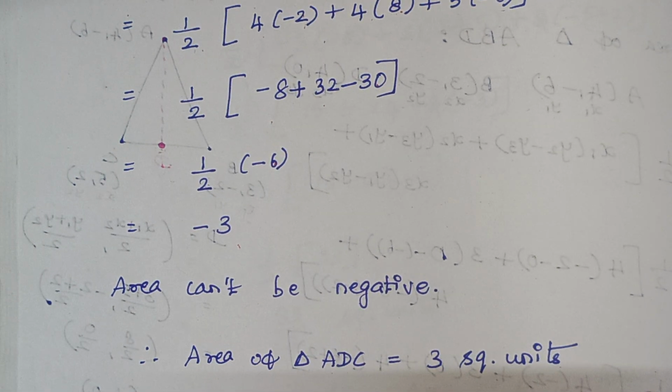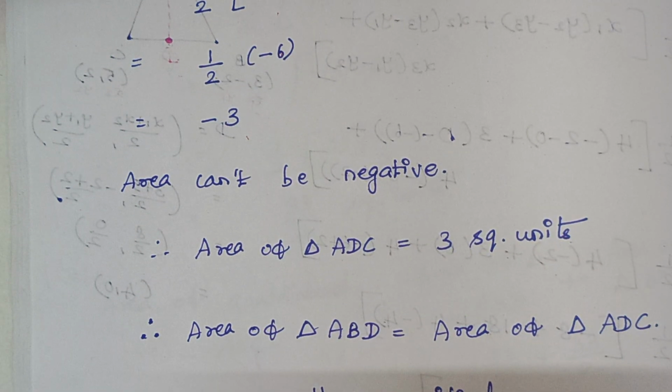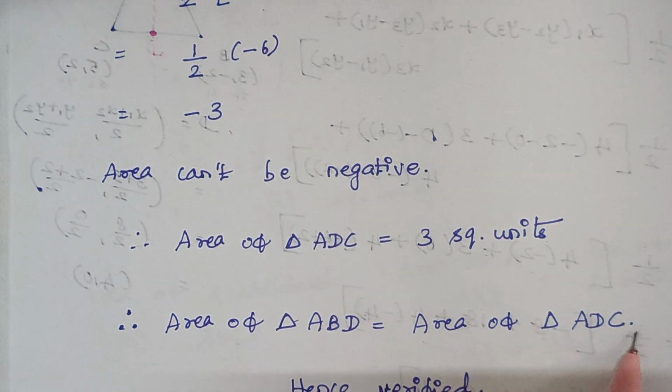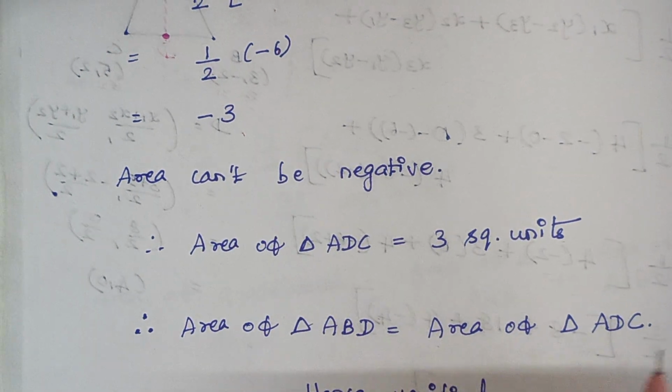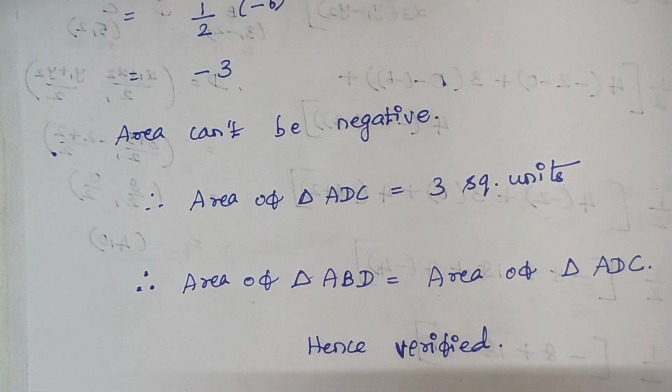Now when you compare the area of both the triangles, you see area of triangle ABD is equal to area of triangle ADC. So the areas of both the triangles are equal. This is what we need to prove. So finally you can write it as hence verified or hence proved.